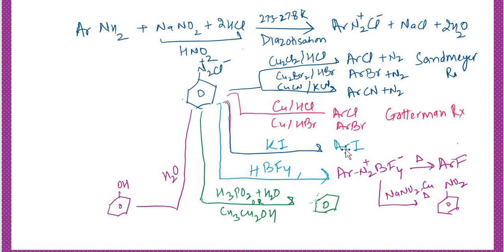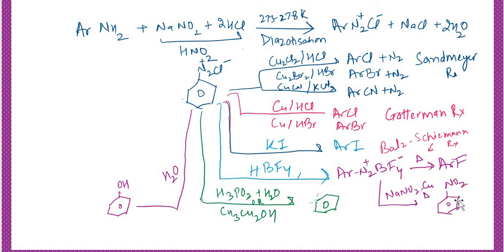Okay. Or if I want to put the halogen fluorine, then I add HBF4, I'll get ArN2BF4 and I'll heat it, I'll get ArF. This is called the Balz-Schiemann reaction. Now, suppose I want to convert this not to fluoride but to a nitro compound, I add NaNO2 and copper and I'll heat it, I'll get nitrobenzene.